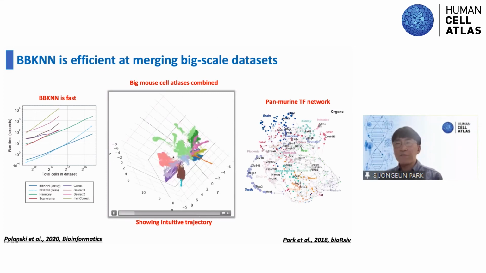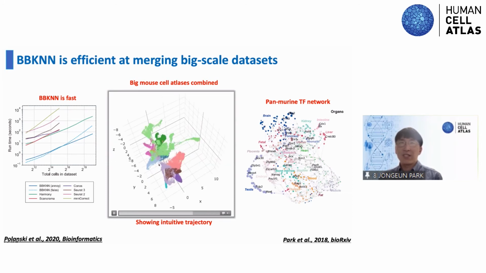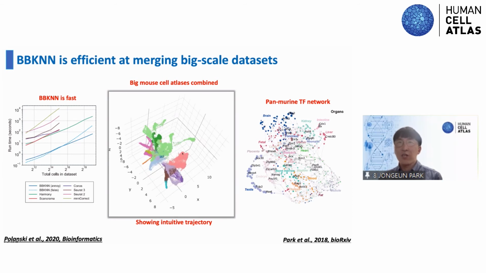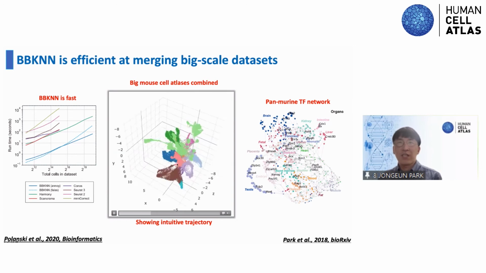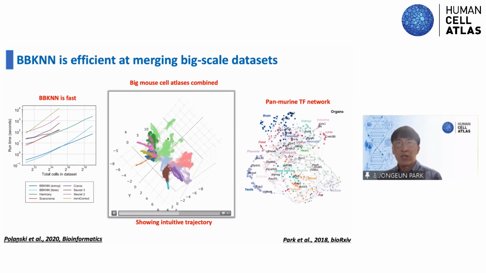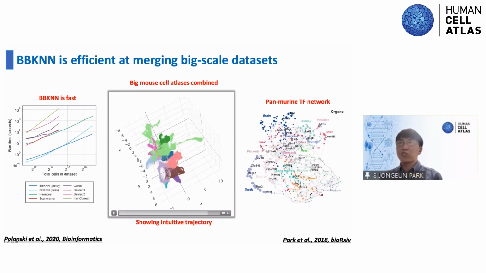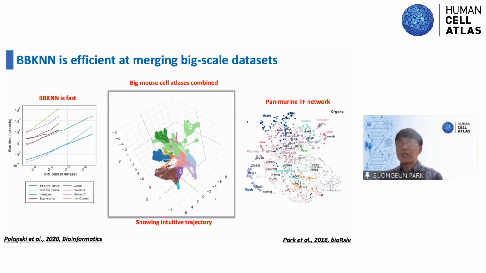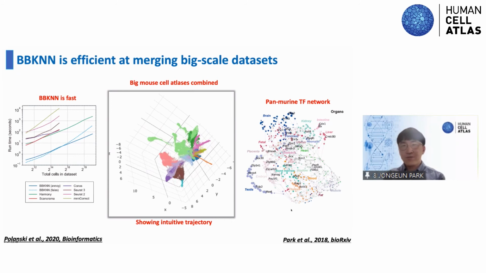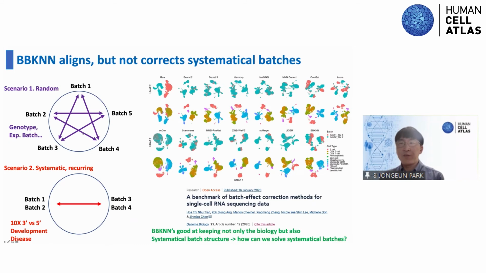So here we have integrated 9 different big scale mouse single cell atlas data sets. And we can see that this structure shows an intuitive trajectory where the embryonic stem cells are located in the center. And then you can see the differentiation of all different cell types, including the hematopoietic lineage down here, stemming out from the core. And using this kind of structure, we can really see what kind of transcription factors are lineage specific in this pan-murine single cell atlas.